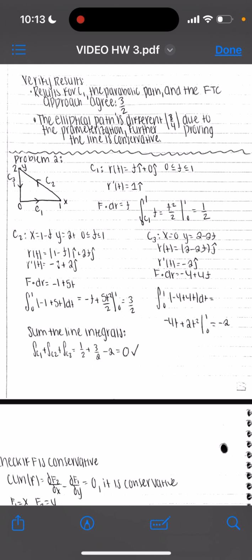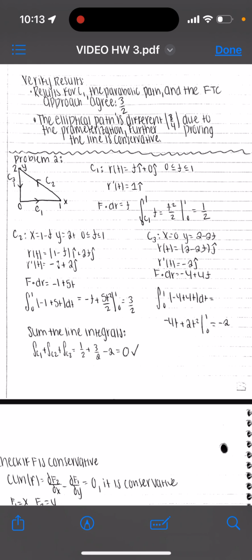We then do C3, where we find x is 0 and y is 2 minus 2t, meaning r of t is just (2 minus 2t)j. There is no x value for this. Take the derivative of that, it gives us negative 2j. Compute the dot product, F dot dr, we get negative 4 plus 4t, which we will then integrate from 0 to 1, leaving us with an answer of 2.